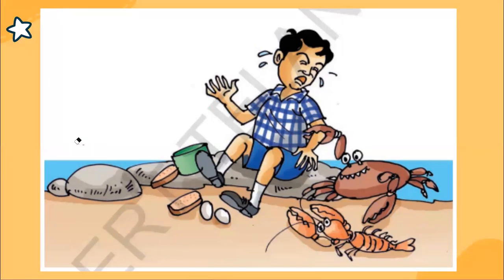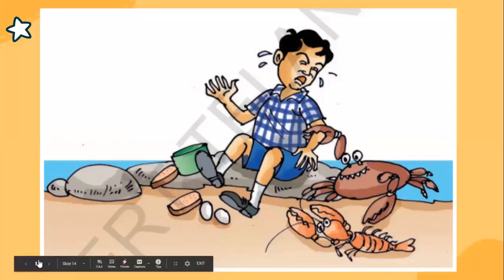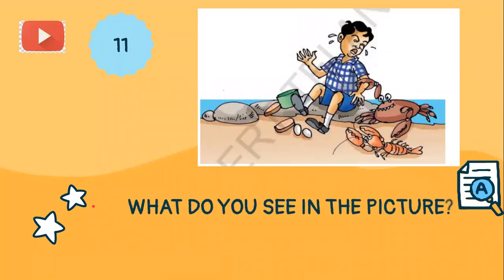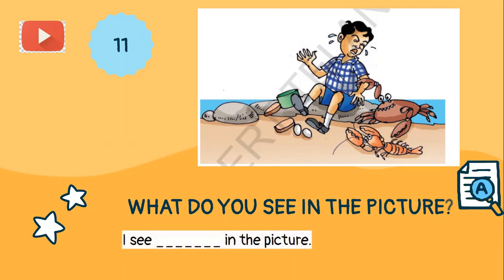Now let us answer some questions, okay? First question is, what do you see in the picture? Now think of the answer, warriors. When answering in English, you should always use a complete sentence. I see dash in the picture. Now just tell me, what do you see in the picture, warriors?